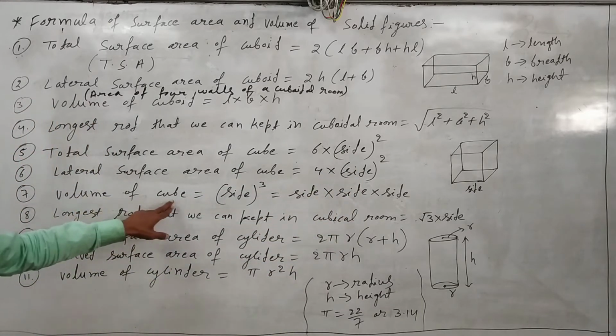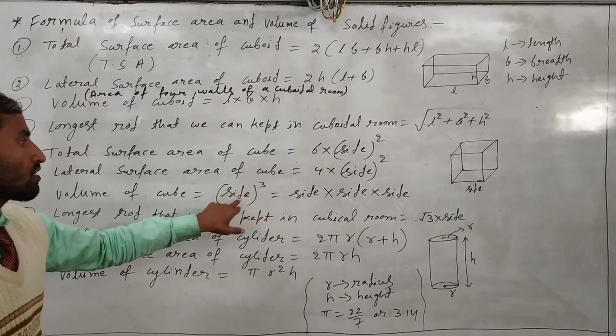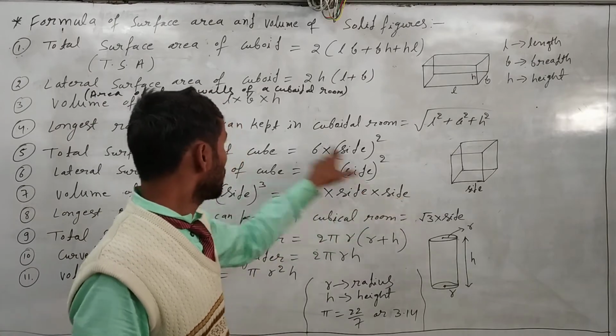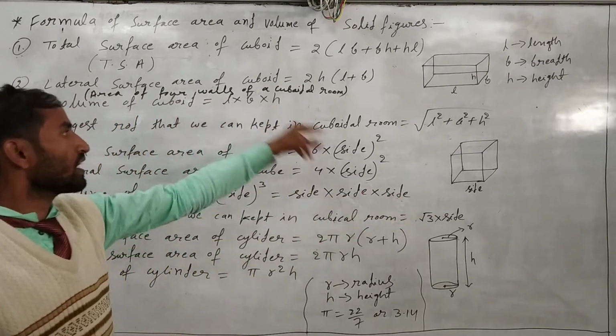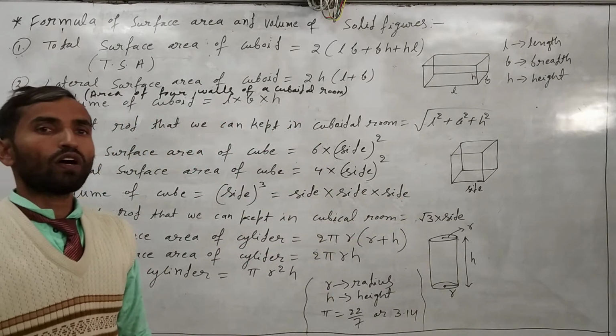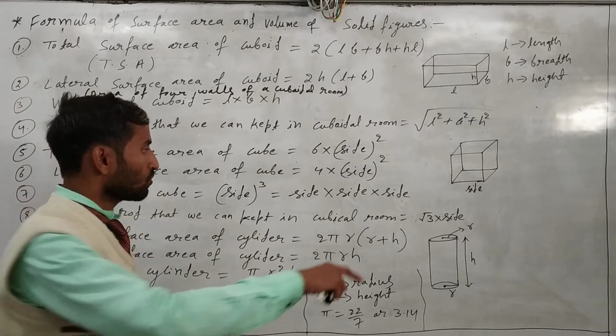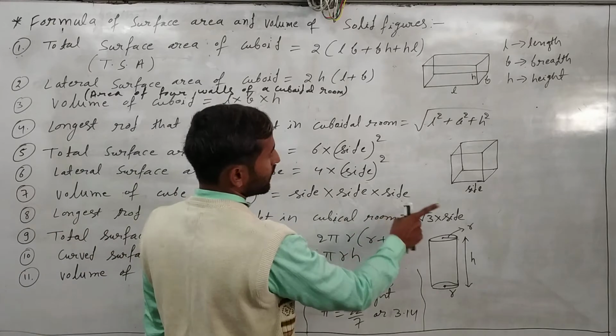Now volume of cube will be side power 3, or side cube we can say, or you can say side into side into side. All three are equal in the cuboid. In a cuboid, if length, breadth, height are equal, then we can say that is a cube. So volume of cube will be side into side into side.